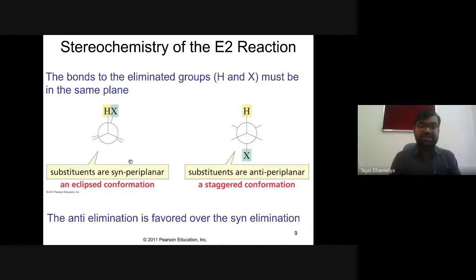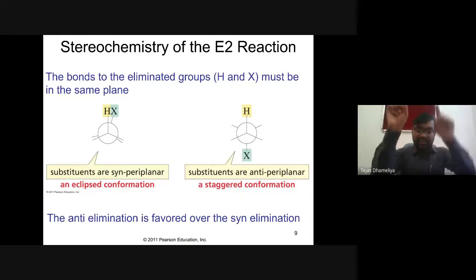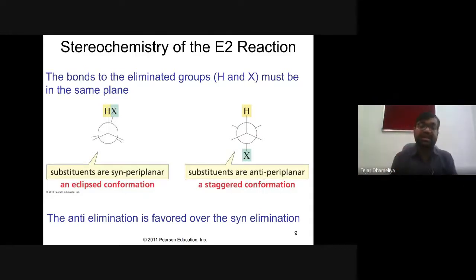One conformation is called syn periplanar. The other conformation is called anti-periplanar. Basically, the circle in the middle and the lines drawn from it are nothing but something called a Newman projection. We already visited these conformations in our previous sessions.